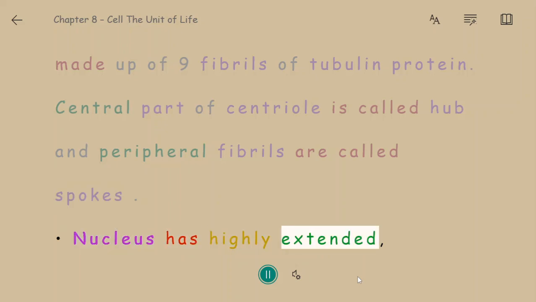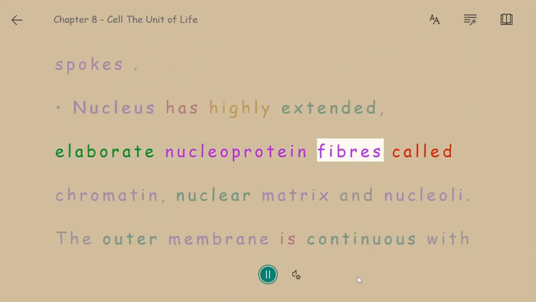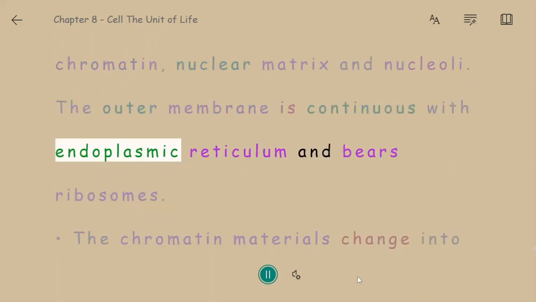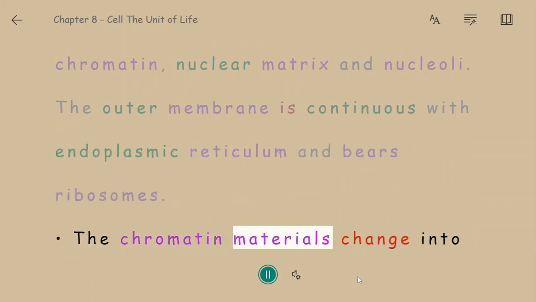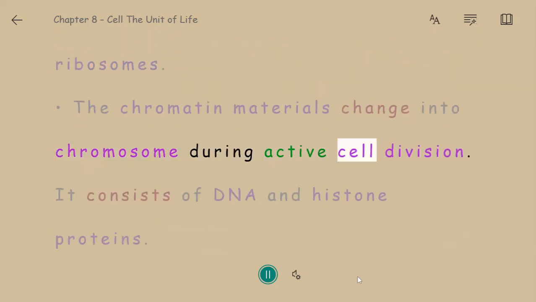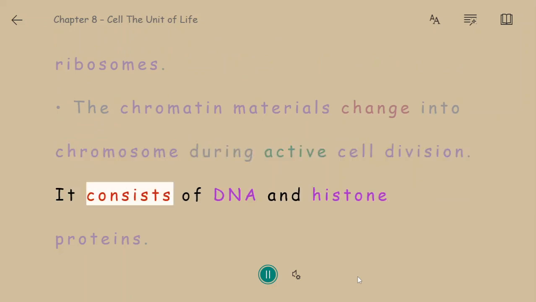Nucleus has highly extended, elaborate nucleoprotein fibers called chromatin, nuclear matrix, and nucleoli. The outer membrane is continuous with the endoplasmic reticulum and bears ribosomes. The chromatin material changes into chromosomes during active cell division. It consists of DNA and histone proteins.